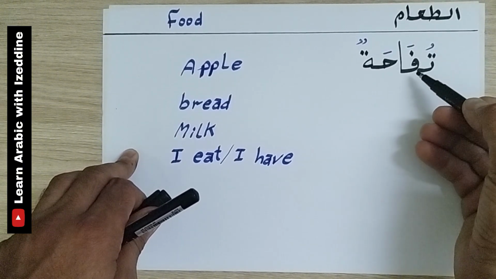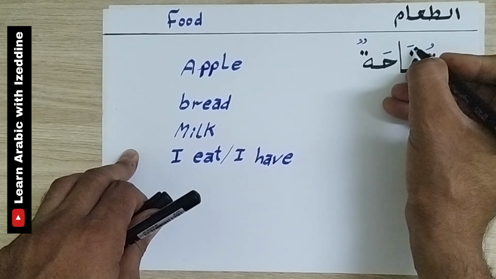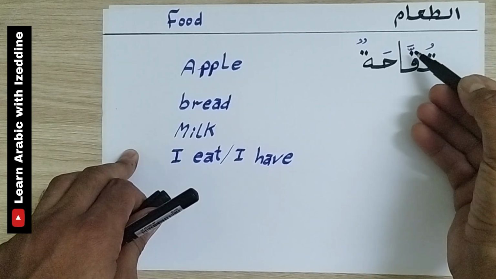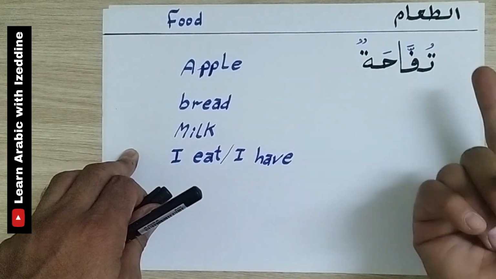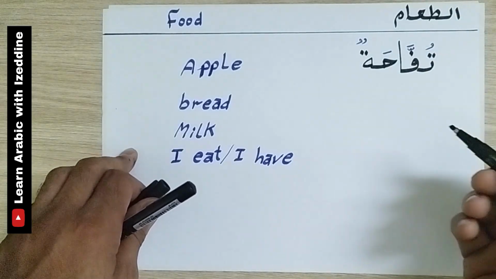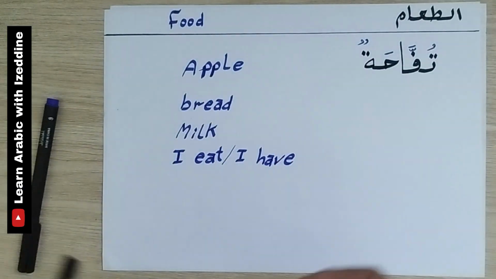We have a stress on fa. So how to express this stress? We just write here a shadda. It's like 3, okay? But it's looking upside down, as you can see. Tufahatun, okay? Apple, tufahatun.